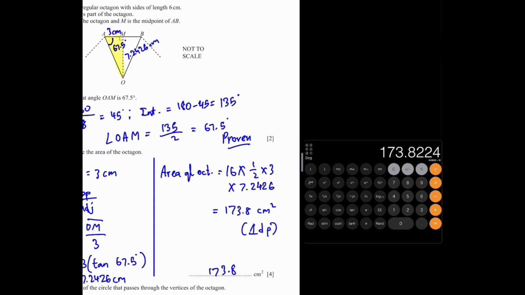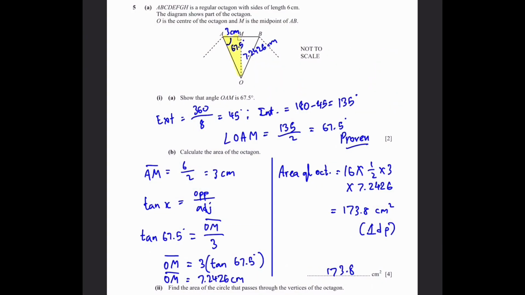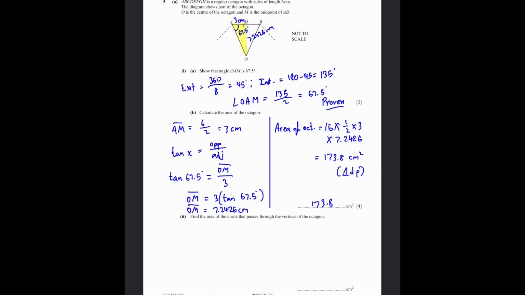And now let's move to the second part of B, which is to find the area of the circle that passes through the vertices of the octagon. That means all of the vertices of the octagon are equally distant points on the circumference of the same circle. Because the distance between the center and one of the vertices is the radius, we can find this side and take that as the radius to find the area of the circle.